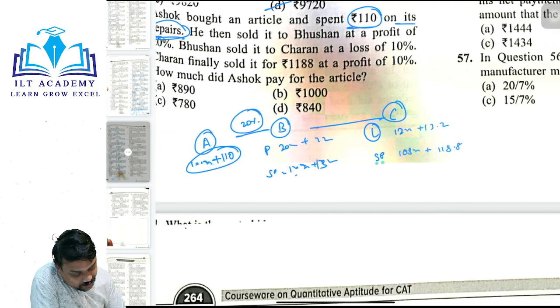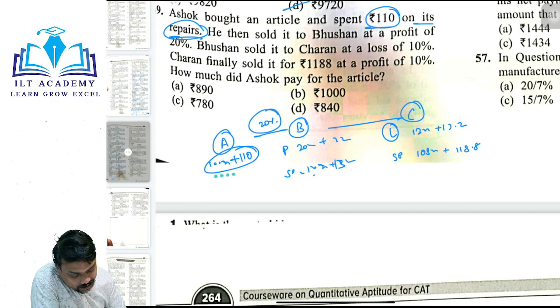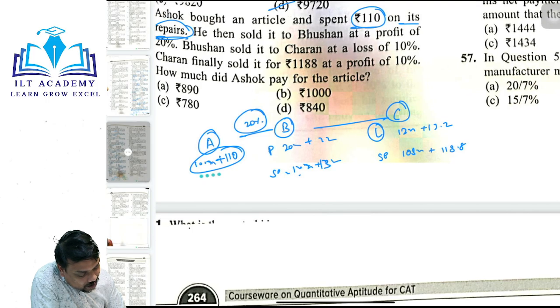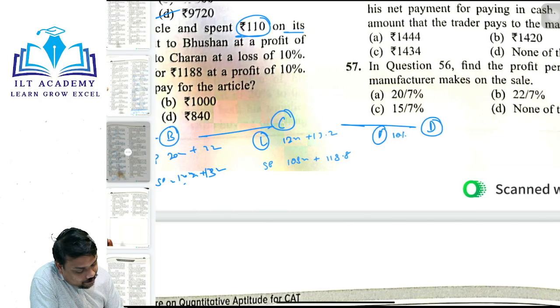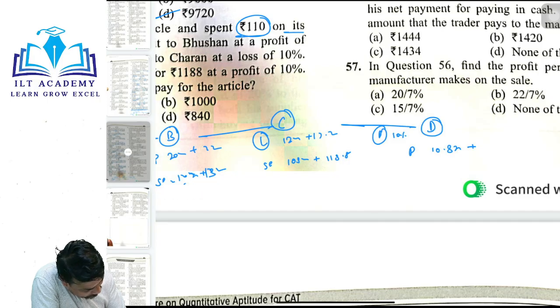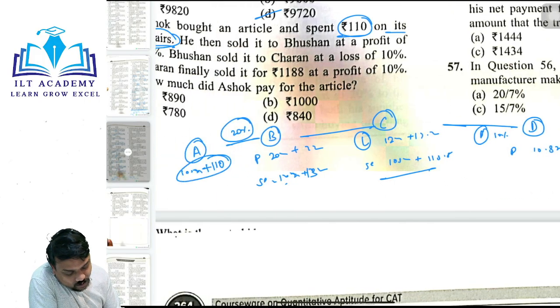Now what is the question? He had a loss of 10%. Then C finally sold it to D at a profit of 10%. So again, 10% of 108x is how much? 10.8x. And 10% of 118.8 is? 11.88. Now this plus this value is given as what?